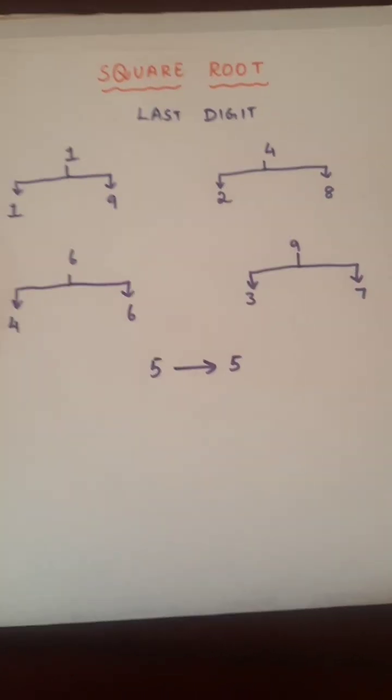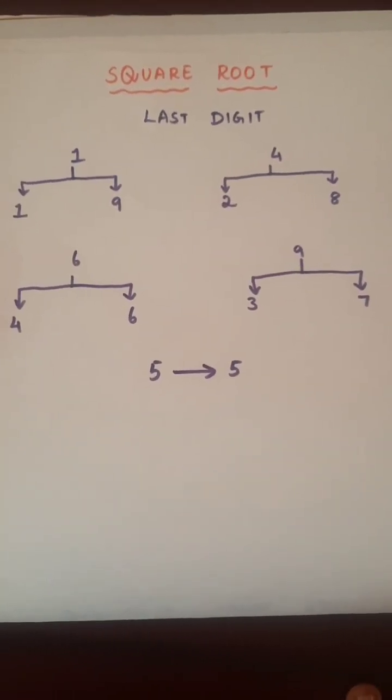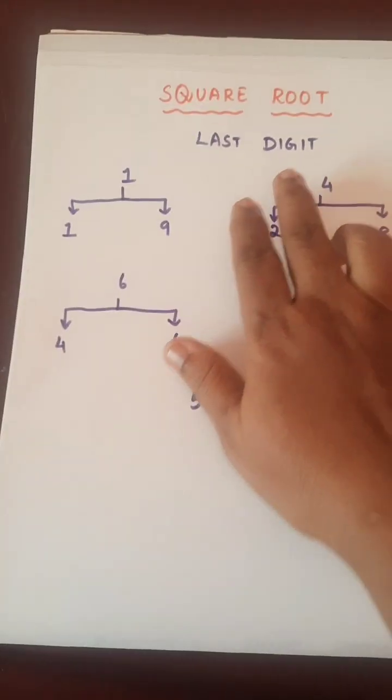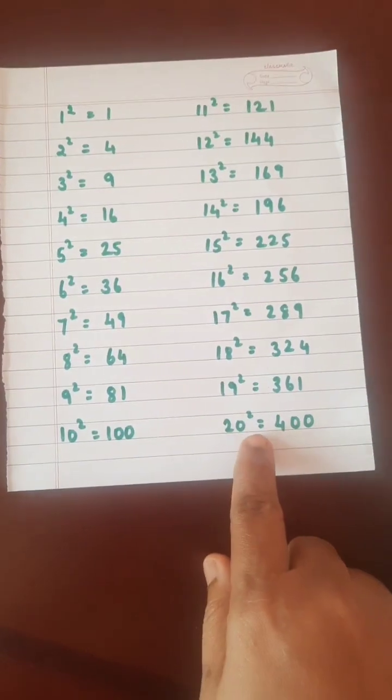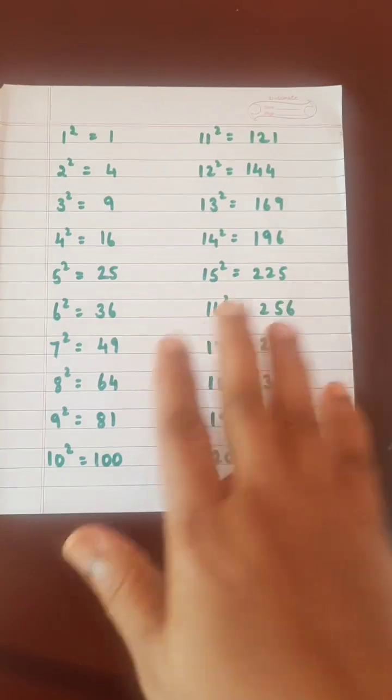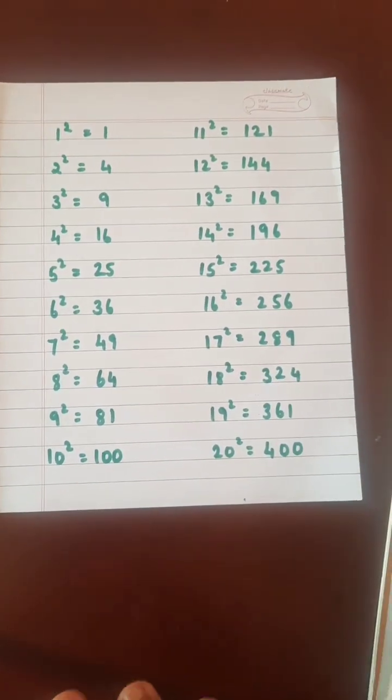Hello everyone. Today I will be teaching you how to find out the square root in a very easy way. For that, we need to know the squares of numbers up to 20: 1 square equals 1, 2 square equals 4, and like that you have to know till 20 square.